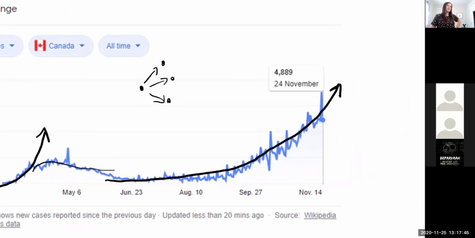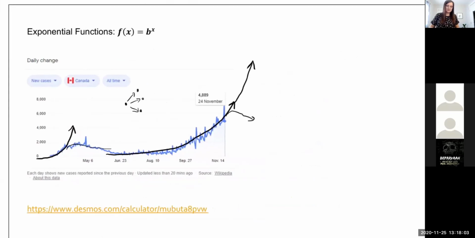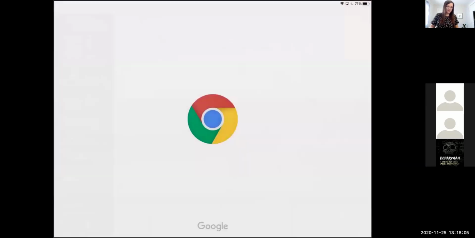And so obviously that's what they're talking about with flattening the curve. They're trying to turn this around so that it doesn't become this exponential bomb really that takes over everything and takes over the entire population. So that is another exponential sort of situation.